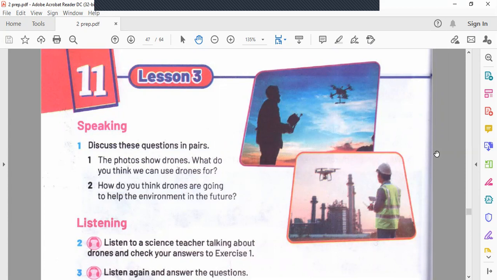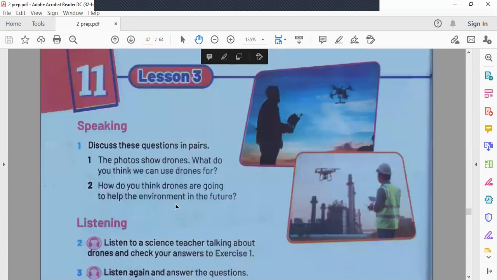Drones can drop seeds onto the ground in places that people can't go to, and they don't need to stop and have a rest. Okay, so the photos show drones. What do you think we can use drones for? Of course, to help people and to help the environment and to plant seeds and so on.